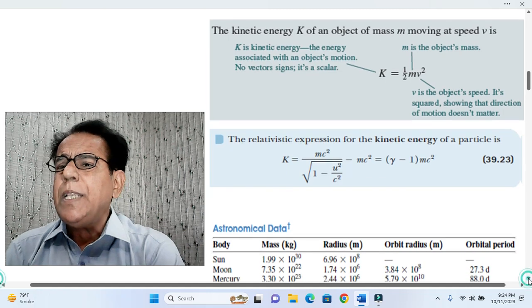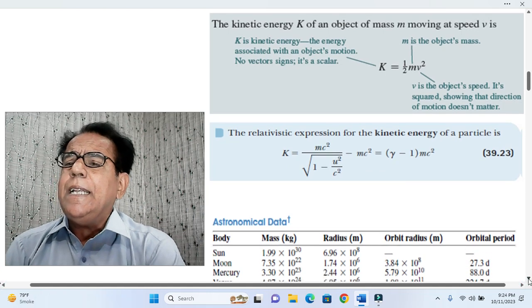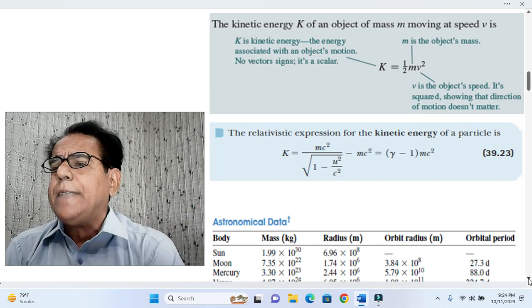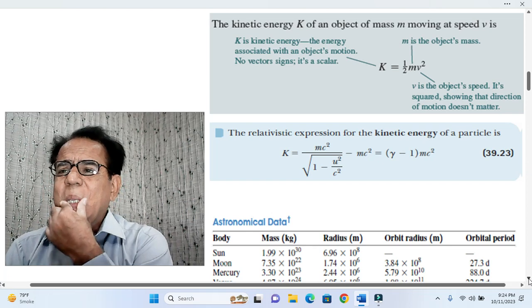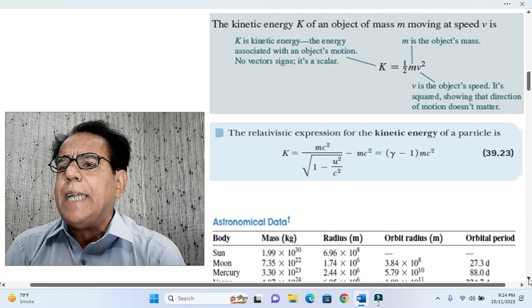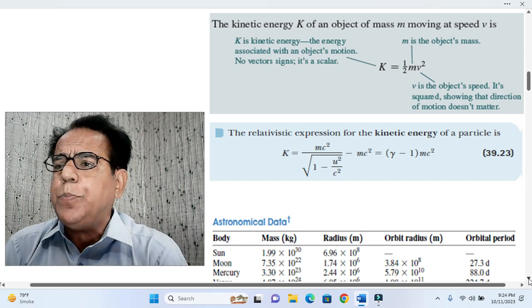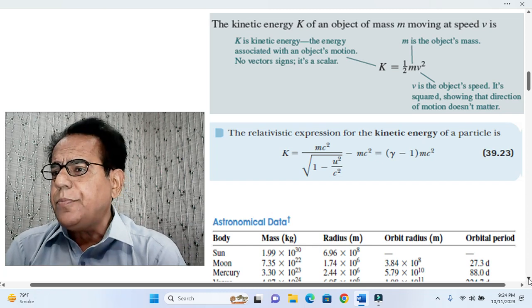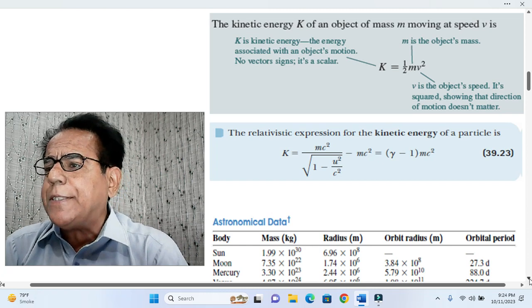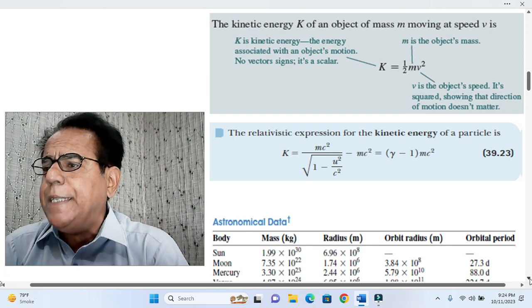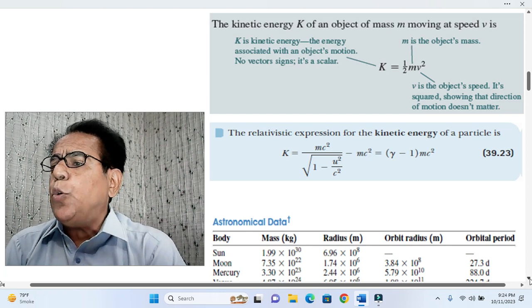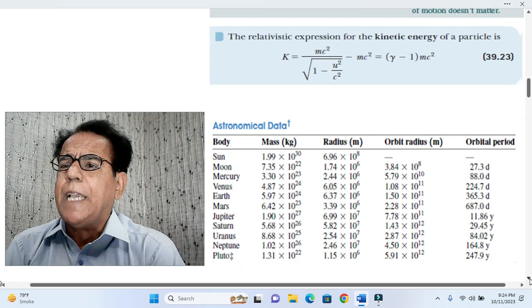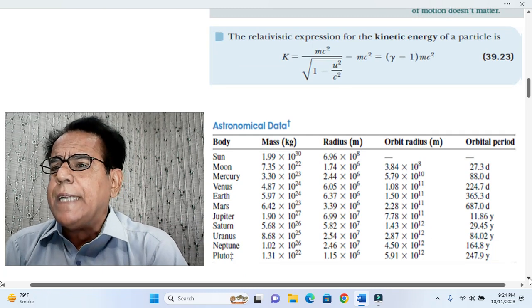Next, kinetic energy in classical or Newtonian mechanics. The kinetic energy k of an object of mass m moving at speed v is k equal to half mv square, where k is the kinetic energy, the energy associated with an object's motion. No vector signs, it is a scalar. m is the object's mass, v is the object's speed, it is squared, showing that direction of motion does not matter.